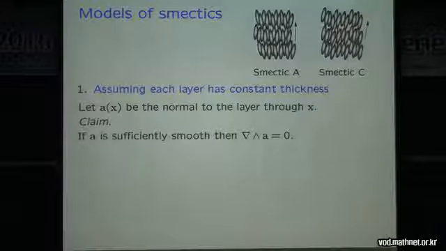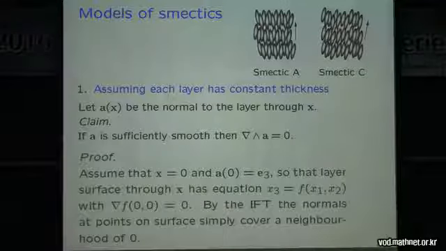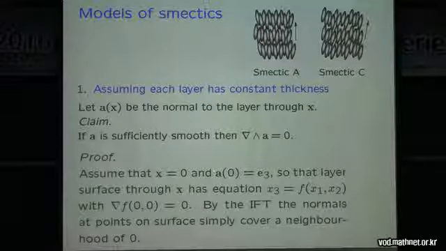It's a unit vector. So the claim is that if A is sufficiently smooth, then the curl of A is 0. All right. So there's an argument given with line integrals and stuff in the literature. Here's a different argument. So suppose that x is 0 and that the normal at 0 is E3. So the layer surface through 0 has the equation x3 equals f of x1, x2, with the gradient of f being 0.